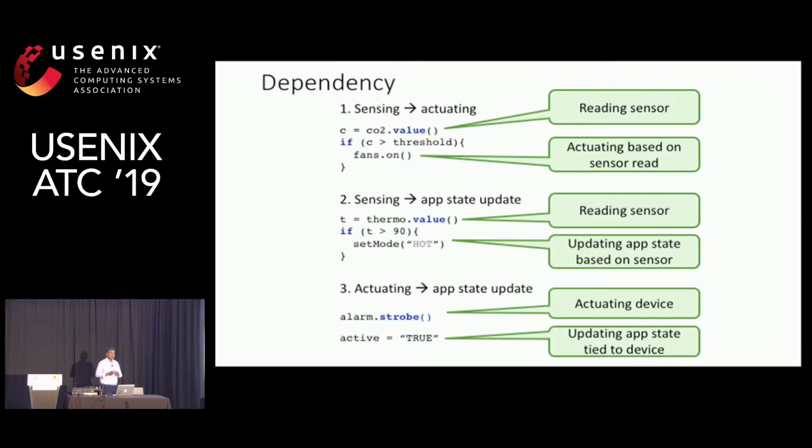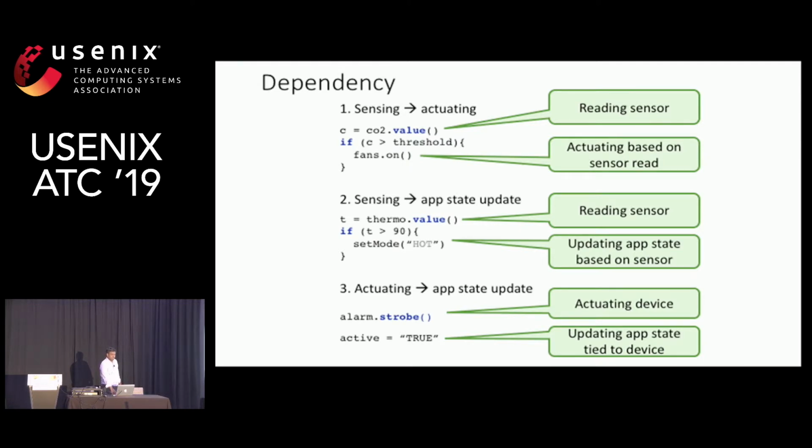Third is the actuating to the app state update dependency, where an actuation is being made and the corresponding software state is updated. Here the software state is tied to the actuation command. So, as you can clearly see, any inconsistency, any failure here would lead to irreversible inconsistency.